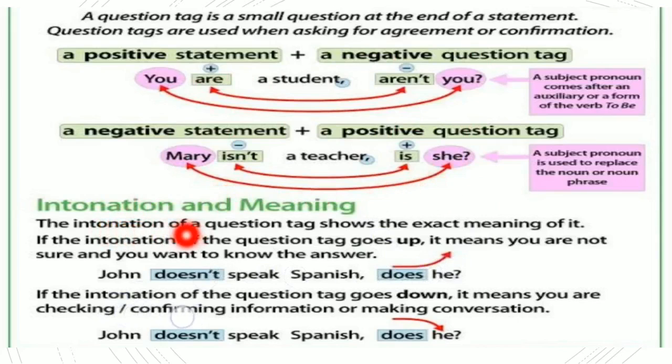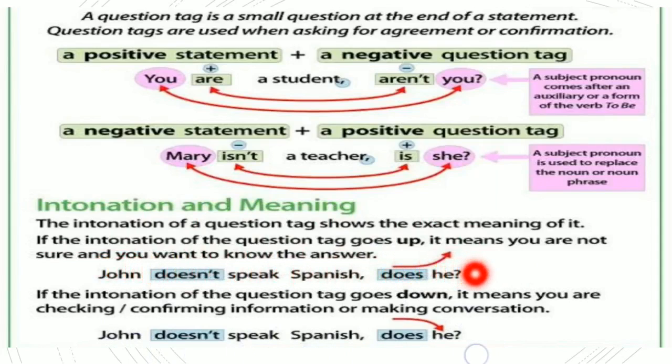Now, intonation and meaning. The intonation of a question tag shows the exact meaning of it. If the intonation of the question tag goes up, it means you are not sure and you want to know the answer. For example, John doesn't speak Spanish, does he?